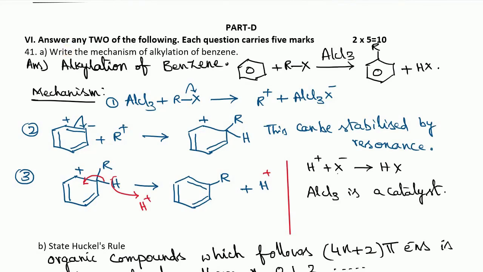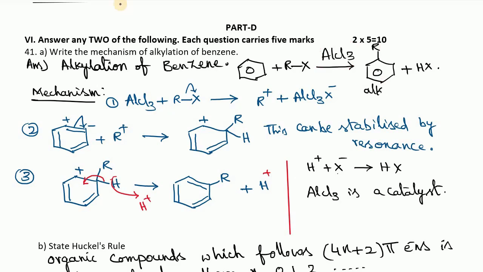Write the mechanism of alkylation of benzene. Alkylation of benzene: when benzene reacts with alkyl halide in presence of AlCl3, aluminum chloride, you get alkyl benzene.